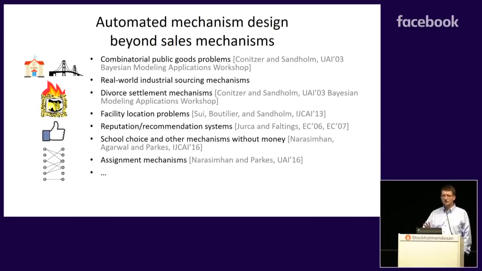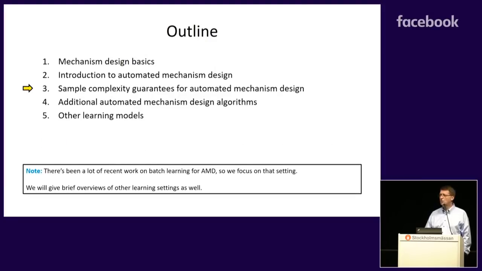I wanted to just put this up here just to show you that automated mechanism design isn't just for revenue maximization, but the rest of this tutorial is just for the revenue maximization. And maybe this would be a good time to take a 5-minute break for questions. Any questions? We can also just zoom through to the next thing.